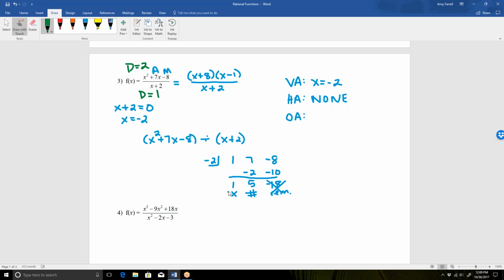So this is going to end up being your a right here. So this will be our ax. This will be our b. So the equation of our oblique asymptote is going to be y equals ax plus b. So it's going to be 1x plus 5. So we do have an oblique asymptote, y equals x plus 5. We're going to graph in the next video, but just to explain this, this would just be a line with a y-intercept of 5 and a slope of 1.